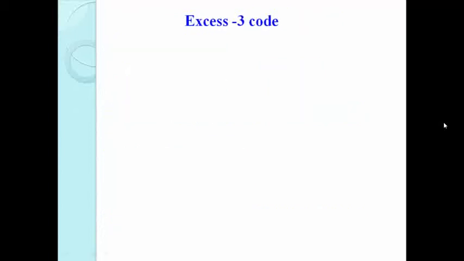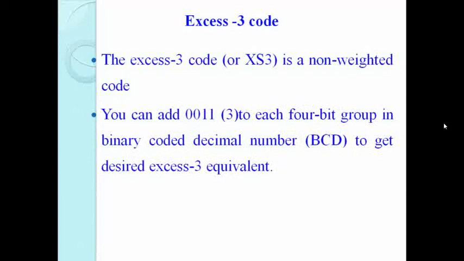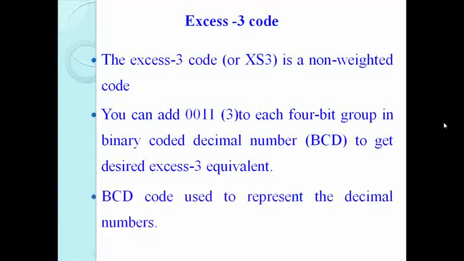Now the excess 3 code. The excess 3 code is a non-weighted code. You can add 3 to each 4-bit group in a binary coded decimal number, or you can add 3 in a BCD number, so that we get the desired excess 3 equivalent number. Now BCD code is used to represent the decimal number.